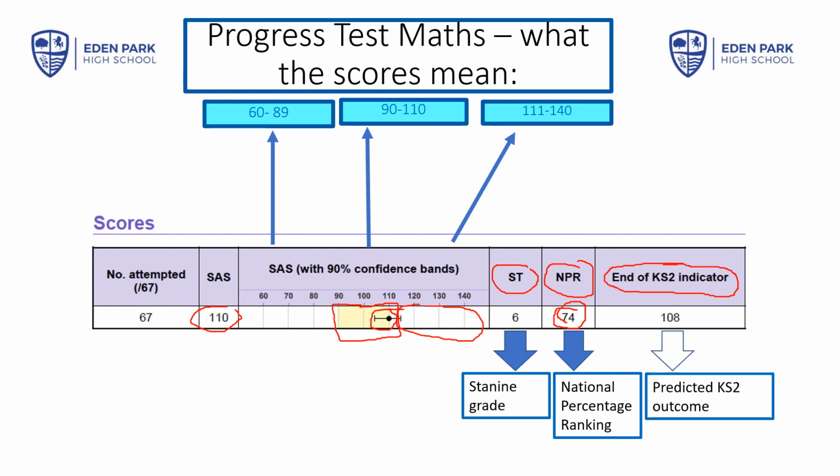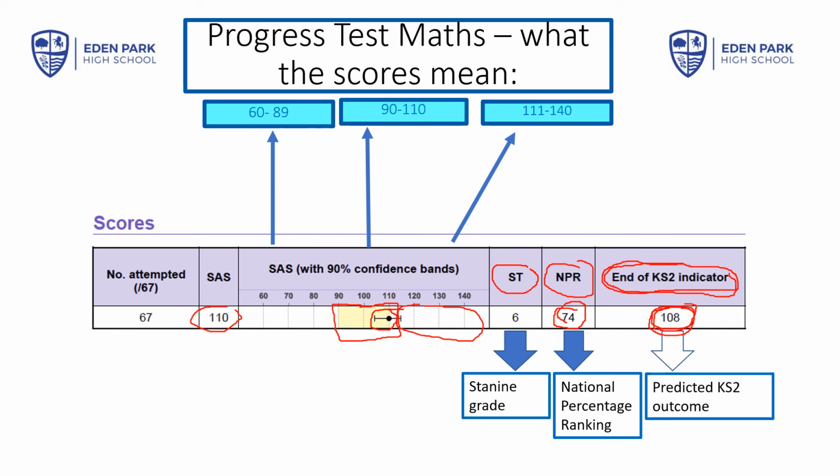This is quite a useful piece of information considering the children didn't sit their Key Stage 2 assessments this year. Here you can see they scored 108. That means GL Assessment, who organise these tests for us, suggest that if the child was to sit their Key Stage 2 assessments, they would have scored approximately 108.